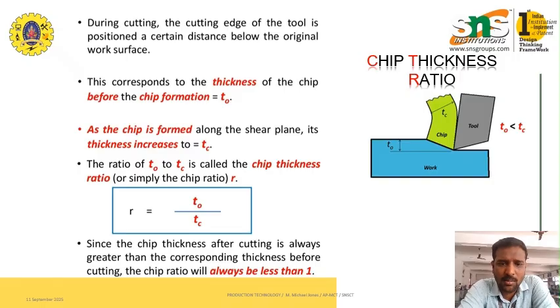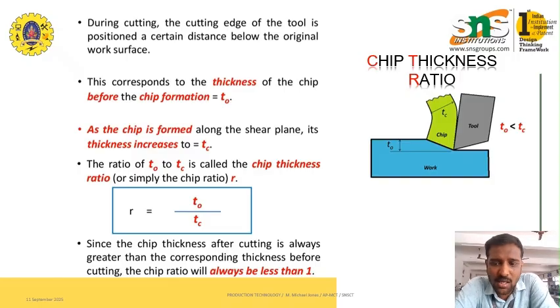Some other terminology is chip thickness, and how it is calculated. The chip thickness ratio is calculated using t0 divided by tc. Here t0 is the thickness of the chip before chip formation, and tc is the thickness of the chip after the chip is formed. So r is equal to t0 by tc.